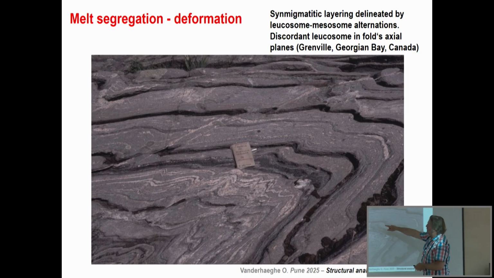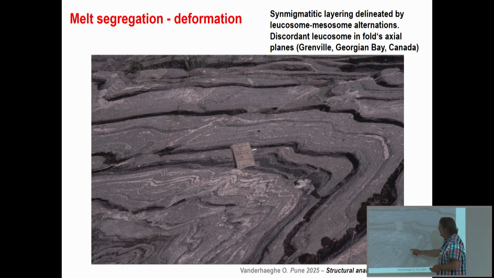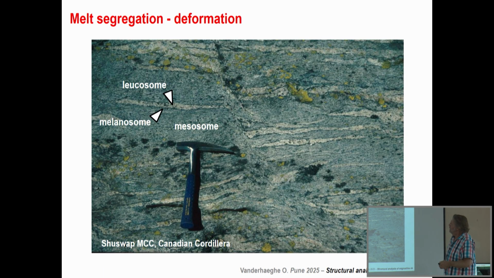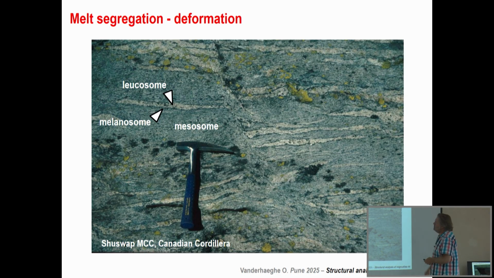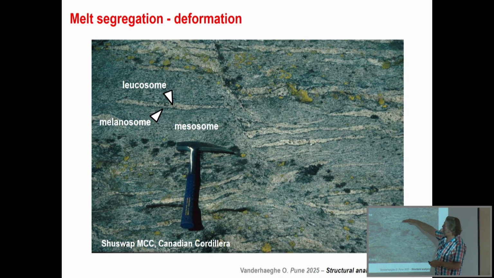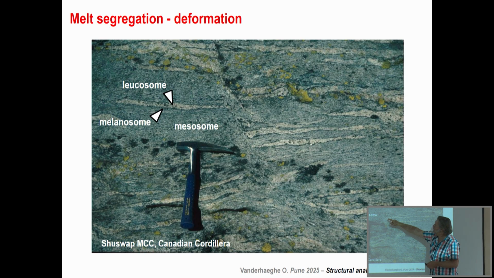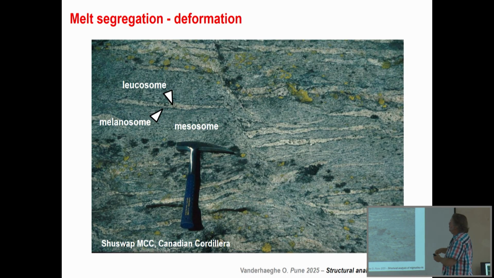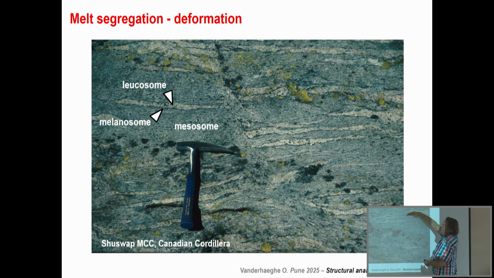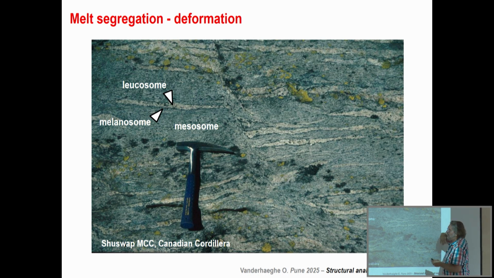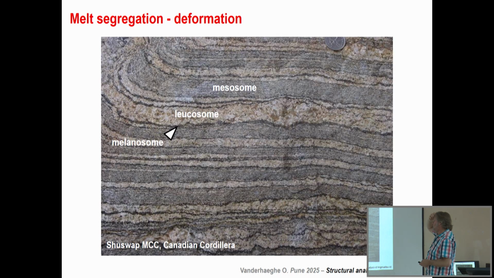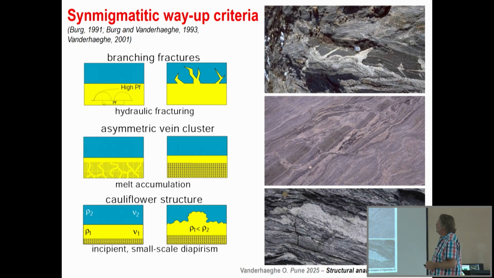You have here leucosomes that are both folded and also in the axial plane of folds. Another structural site of melt segregation. See here a series of pictures of leucosome, mesosome, and a small rim of melanosome. And you see there's some sort of repetition between leucosome and mesosome, and that probably tells us something about the physical process.